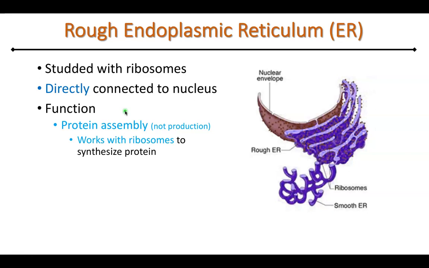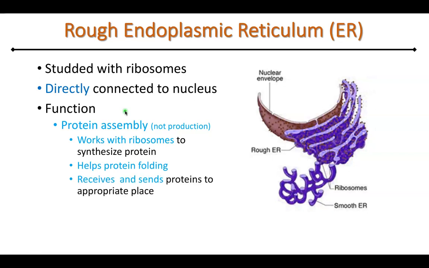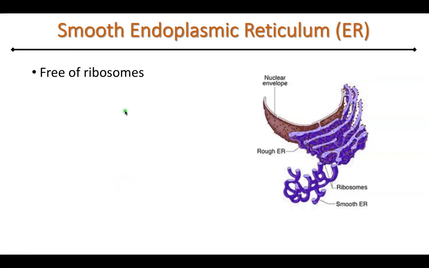So although the rough ER is responsible for folding of the protein, it obviously needs to work really closely with the ribosome because that's where the protein is made. So usually the ribosome makes the protein, and as soon as it makes it, the rough ER works by folding it and putting it in the proper place. So again, it helps with protein folding. Once it is done with that protein folding, it can then send that protein to where it needs to go, and we'll talk about that in just a second.